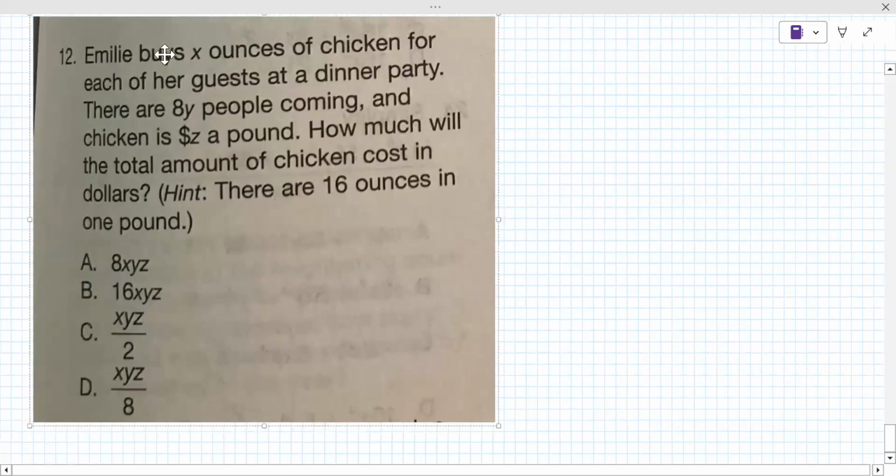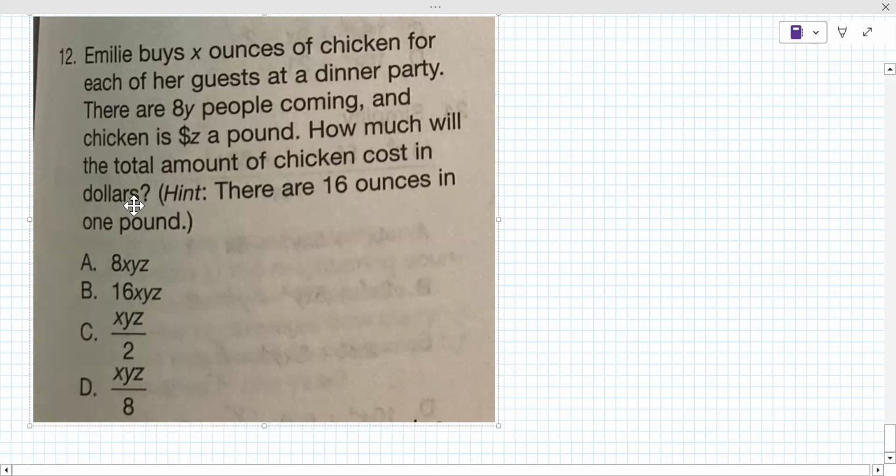All right, E buys X ounces of chicken for each of her guests at a dinner party. There are 8Y people coming and chicken is Z dollars a pound. How much will the total amount of chicken cost in dollars? Hint: there are 16 ounces in 1 pound.